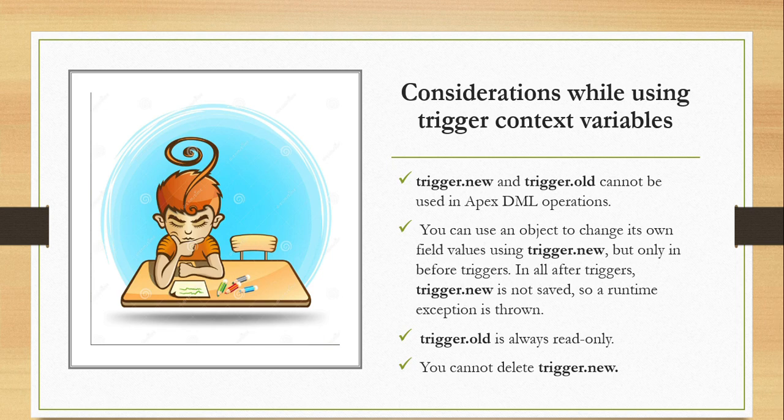What are the considerations while using trigger context variables? Trigger.new and trigger.old cannot be used in Apex DML operations. You can use an object to change its own field values using trigger.new, but only in before triggers. In all after triggers, trigger.new is not saved, so a runtime exception is thrown. Trigger.old is always read-only, and you cannot delete trigger.new.